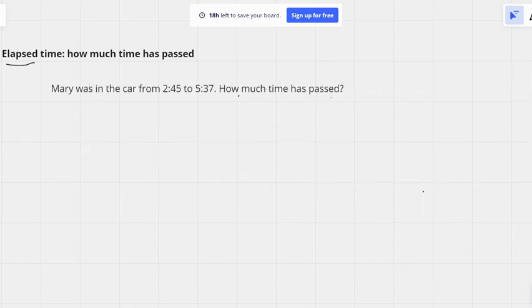This next problem says, Mary was in the car from 2:45 to 5:37. How much time has passed? So I'm still going to draw the number line.